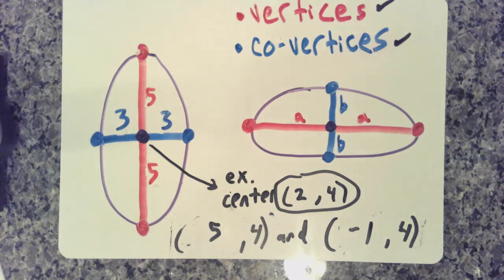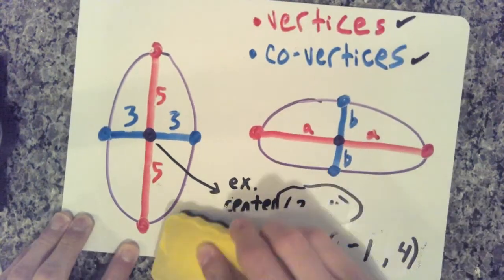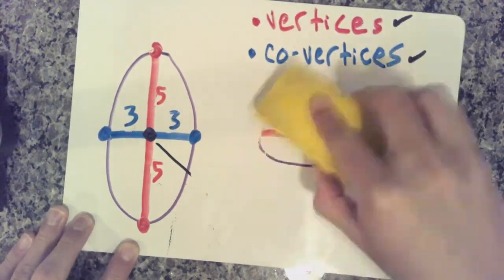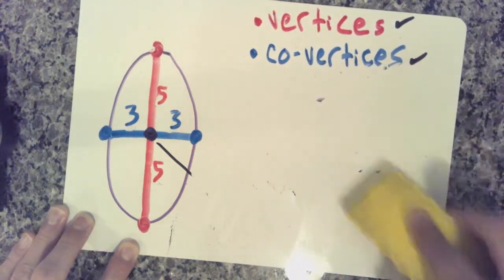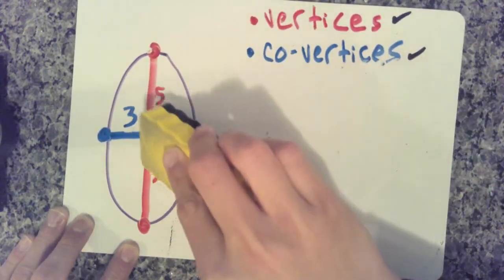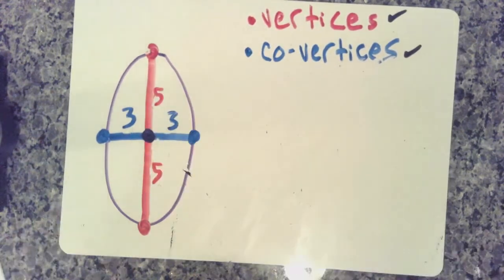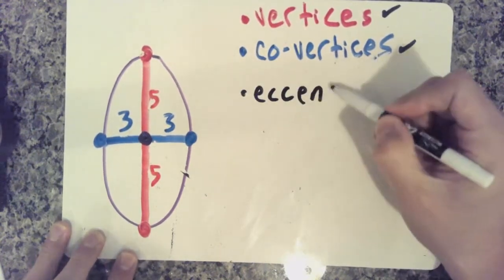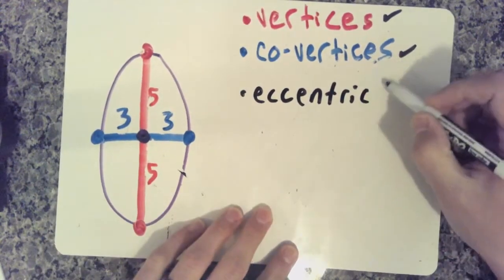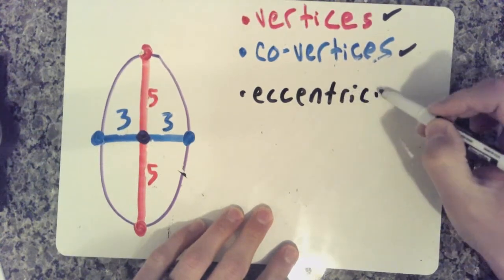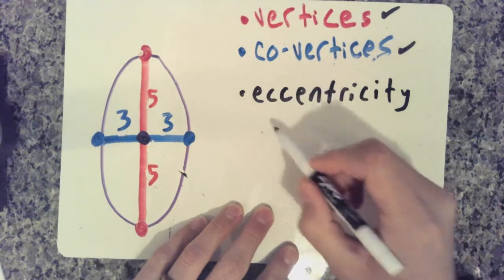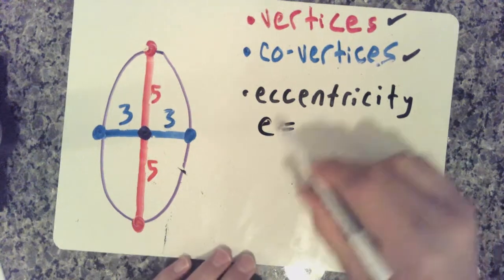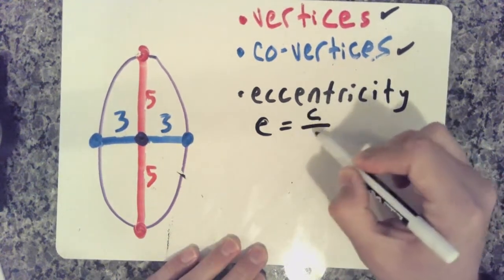Now let's talk about the word eccentricity. We're just going to work with this second example. We're going to use the same A and B values, and again we're talking about eccentricity. The eccentricity is a very simple formula. E, which stands for eccentricity, is just the C value over the A value.